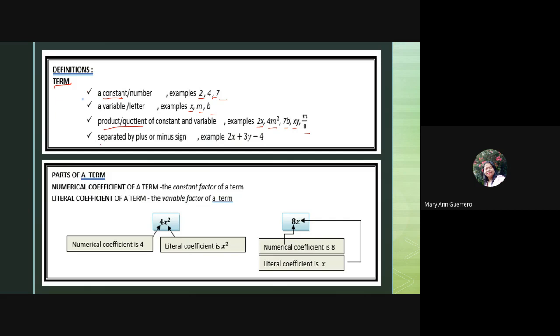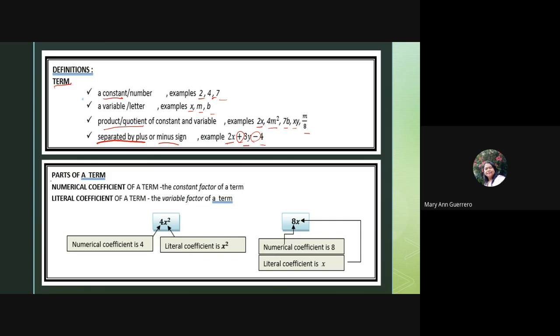An algebraic expression has terms separated by plus or minus sign. So these are their separator. Therefore, we have 1, 2, 3 terms.